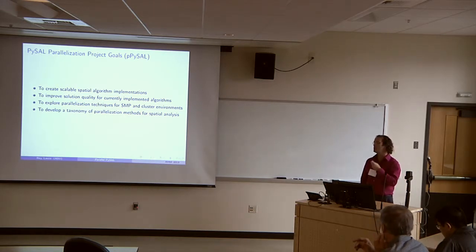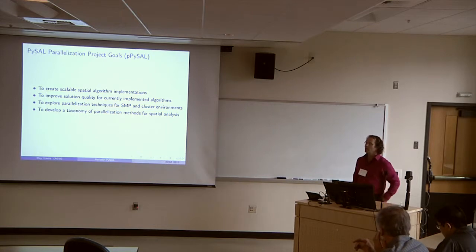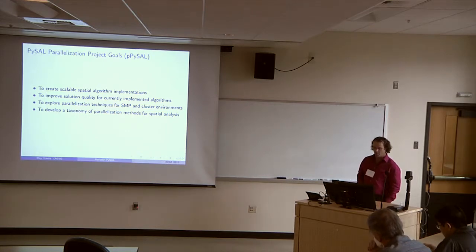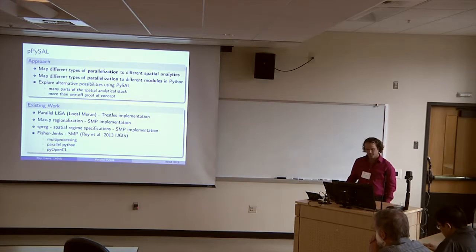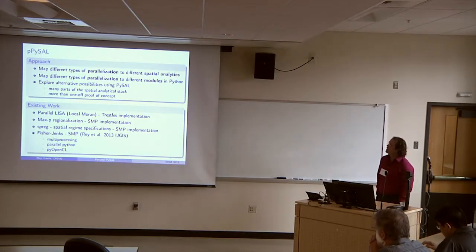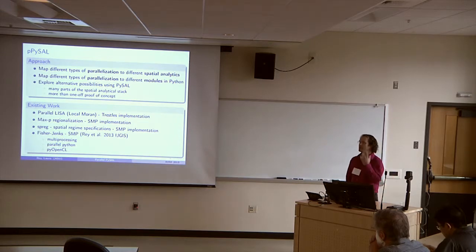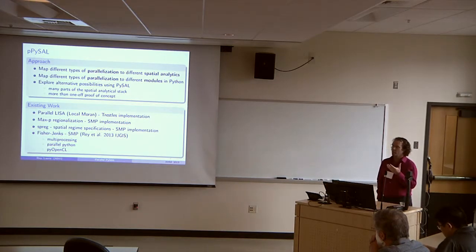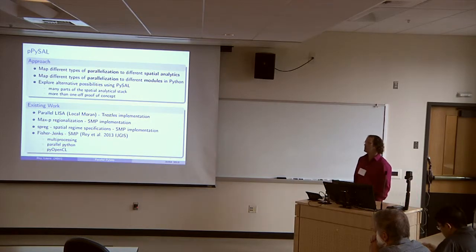So we want to try to contribute to filling in pieces of this taxonomy by using what we have in pPySAL as a point of departure. And the approach is to look at the different types of parallelization that are well known in CS literatures and map them to different spatial analytical problems. Okay, so that's step one. And then specific to pPySAL, since it's the code that we actually have built and know painfully well, what are the different opportunities within the Python environment for parallelization libraries, and how can we map them back to this taxonomy that's more generic?